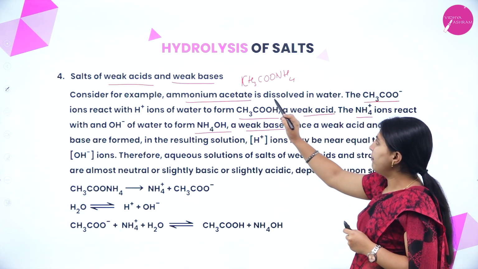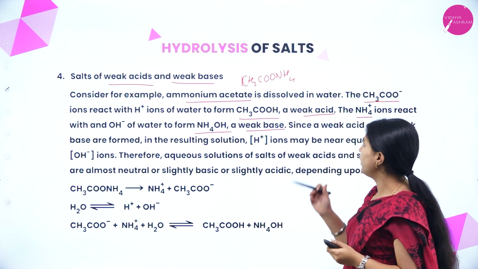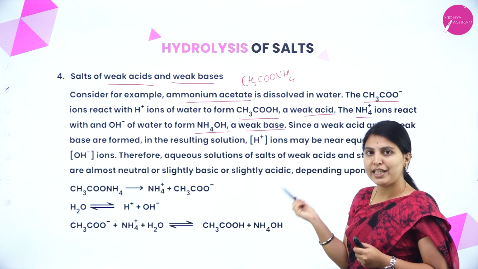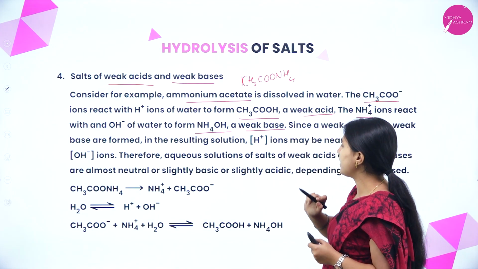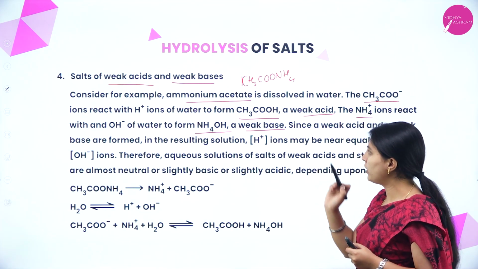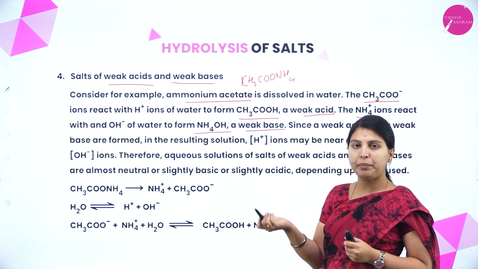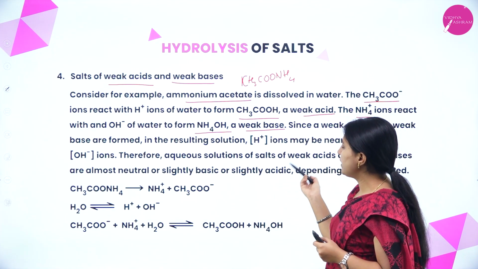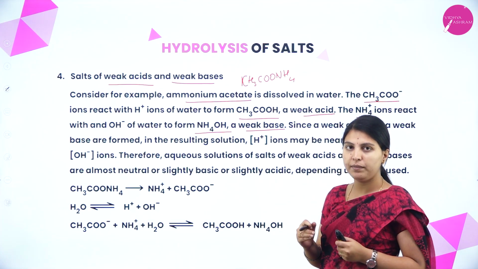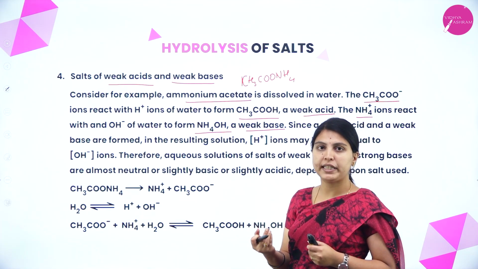Here we have taken ammonium acetate. Here also when it is dissolved in water, ammonium ion and acetate ion will form, and acetate ion will react with H+ ion to form weak acid, that is acetic acid. Ammonium ion will react with OH- to form ammonium hydroxide, which is a weak base. So after reacting to form weak base and weak acid, obviously the concentrations of acid and base will be almost equal. So that salt may be slightly acidic, slightly basic or completely neutral.